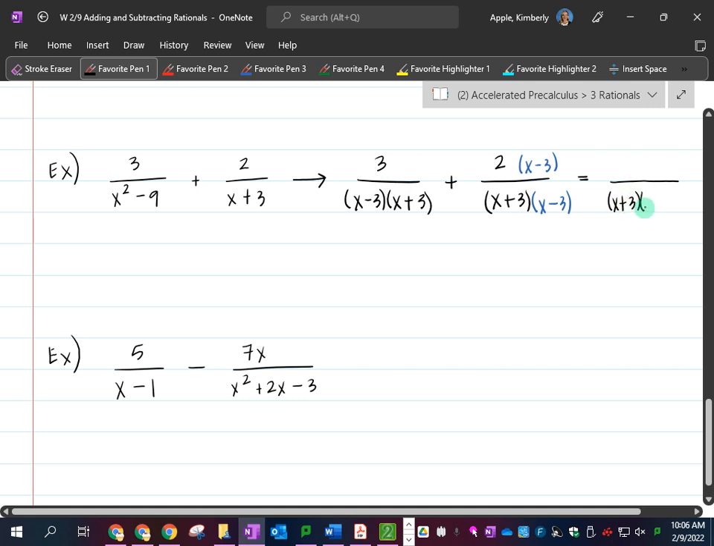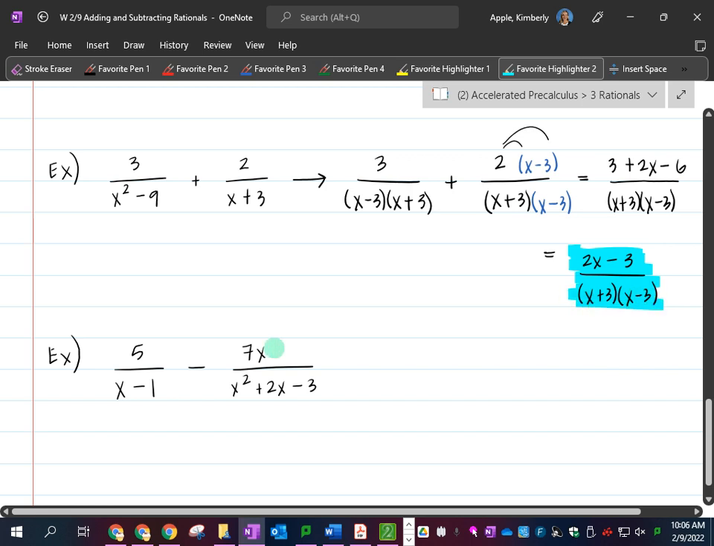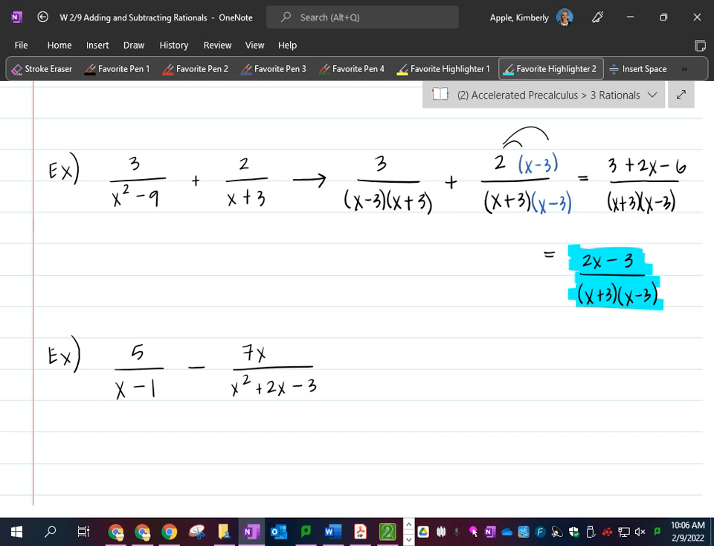x plus 3, x minus 3. This will be 3 plus, distribute this, 2x minus 3. No, wrong, minus 6. Yeah, minus 6. All right, then just clean it up a little. 3 minus 6 is negative 3. Notice I just leave the bottom factored. I'm not going to multiply that back out. Not necessary, okay? That's it. Nothing's going to factor out of the top. Certainly nothing's going to cancel out. Questions about this one? Straightforward, pretty good?